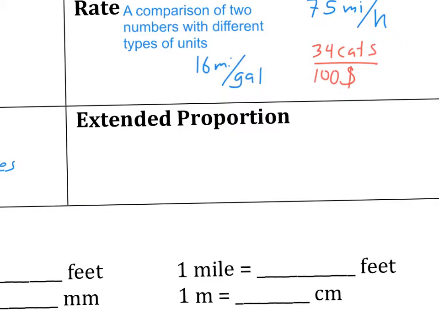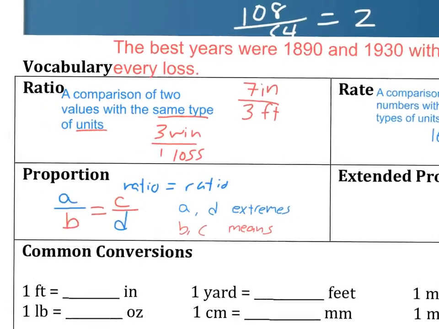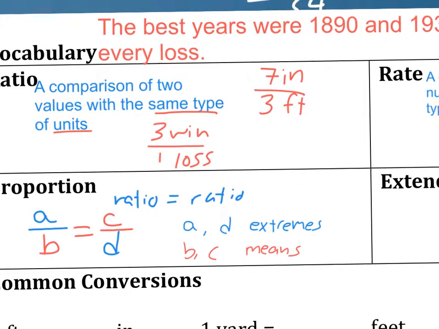And the last vocabulary that we want to talk about is called the extended proportion. I forgot to mention, so let me go back to here real quick. A ratio can be written in a couple different ways. Number one, you can write it as a fraction, 7 over 3. Another way you can write it is 7 colon 3. And another way you can write it is like this, 7, the word to, and 3. But they all read the same way.